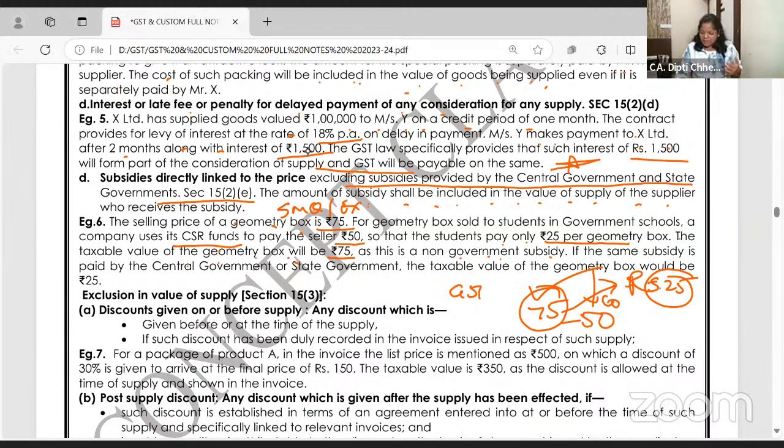Ma'am, but you got 25 from the customer. But the 50 I got as reimbursement from the company, so I got my 75 rupees. If this subsidy was given to me by central government or state government, then I am supplying the geometry boxes to students at 25 rupees, and on 25 only GST will be there.